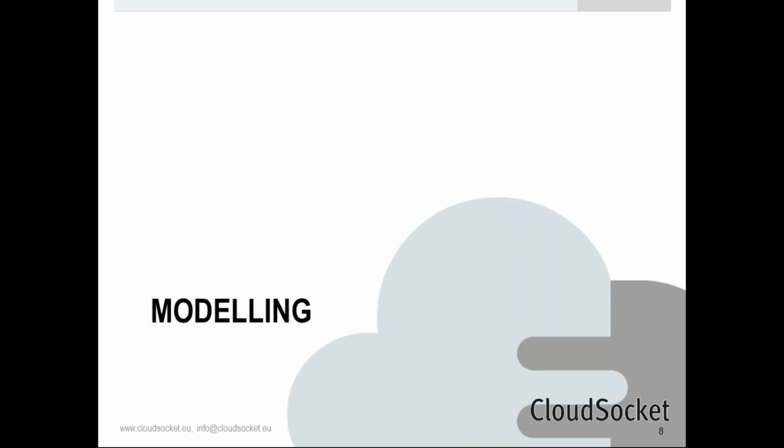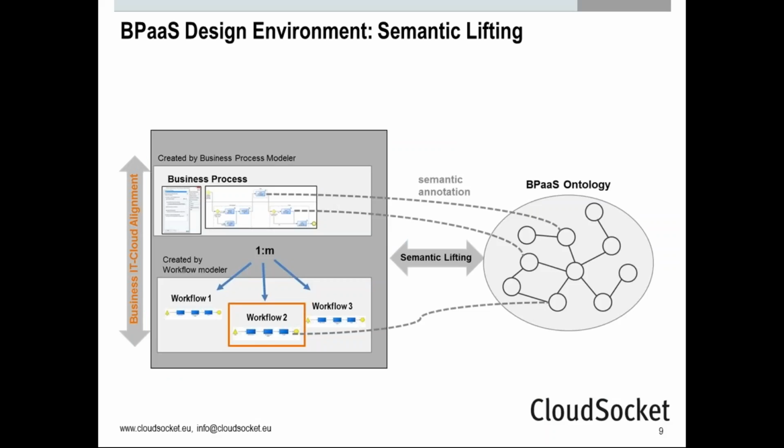Now, the first focus is how can we do this modeling? A main idea is that on the one hand, we have the models in a graphical way. So we model the business processes, we model the workflows, and there can be one or more workflows that can be used to realize the business processes. So this is a graphical way. This is typically understandable by human users.